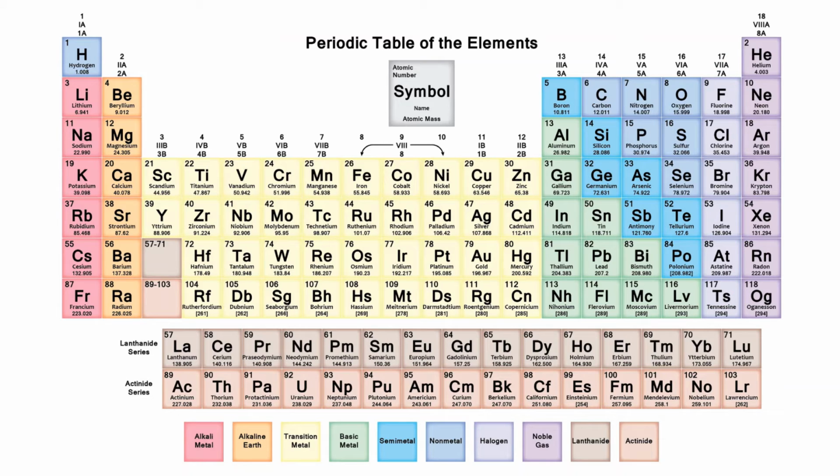Now let's look at these two boxes which are empty and are numbered from 57 to 71 and 89 to 103. These two boxes will take you to the bottom of the periodic table where there are two rows of 14 columns. The elements in the first row are called lanthanides and the elements in the second row are called actinides. These elements are also called inner transition metals.